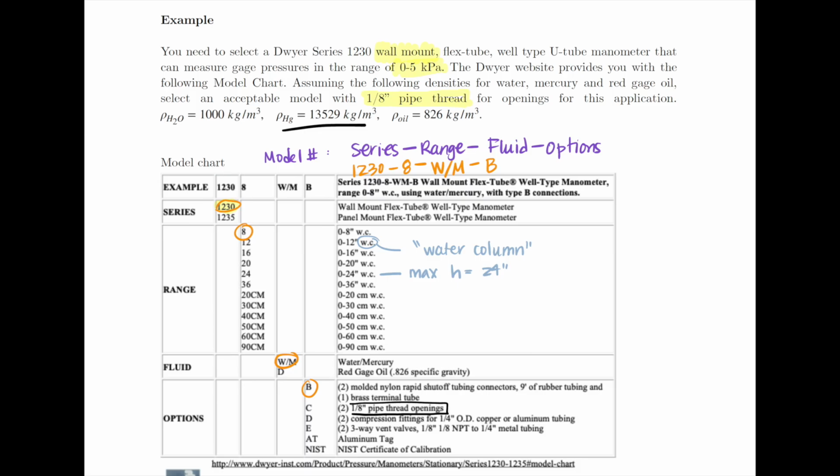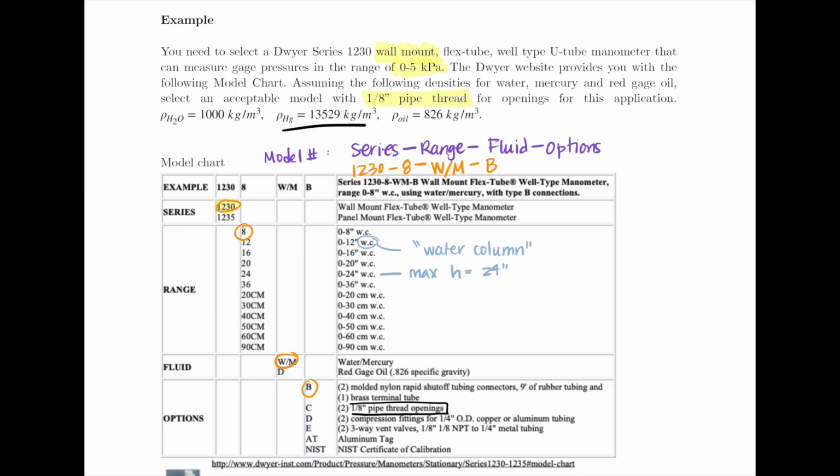Okay, we have a couple of other requirements for our system. We want to use a 1/8 inch pipe thread for our application, so we want to keep that in mind. And then we want to pick a system that will work using water, mercury, or oil as the fluid in our manometer. So we want to spec this out for each of those 3 working fluids. Okay.